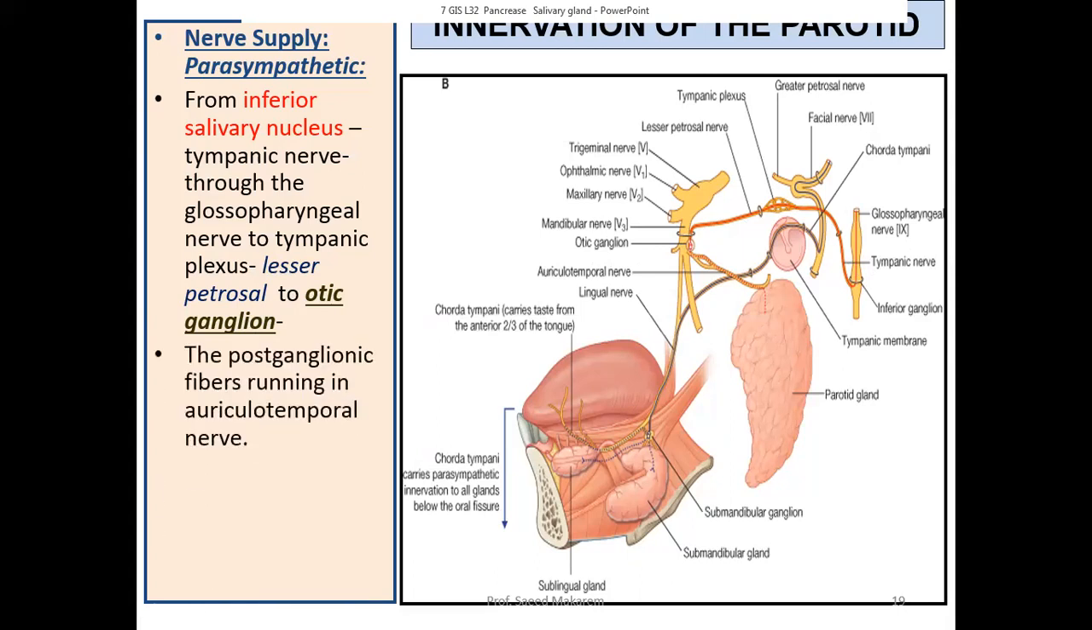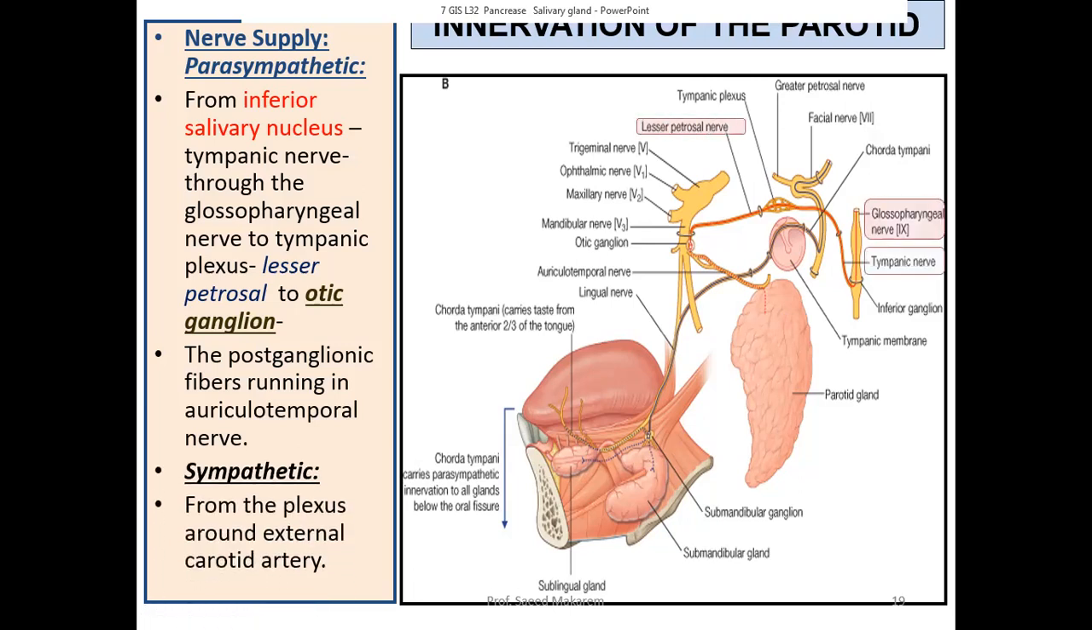The postganglionic fibers run in the auriculotemporal nerve. These are the preganglionic fibers, and in the otic ganglion they relay to the postganglionic fibers. From there, they pass through the auriculotemporal nerve to supply the gland itself. So this is about the parasympathetic.